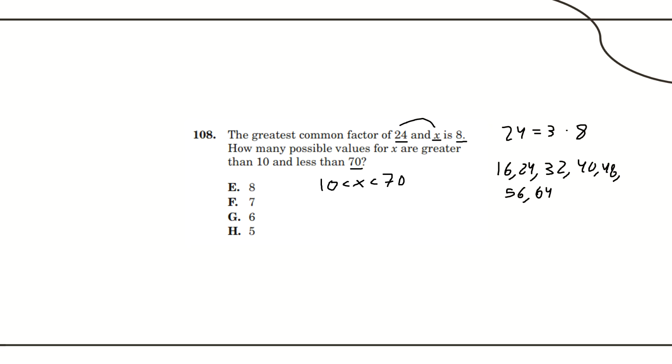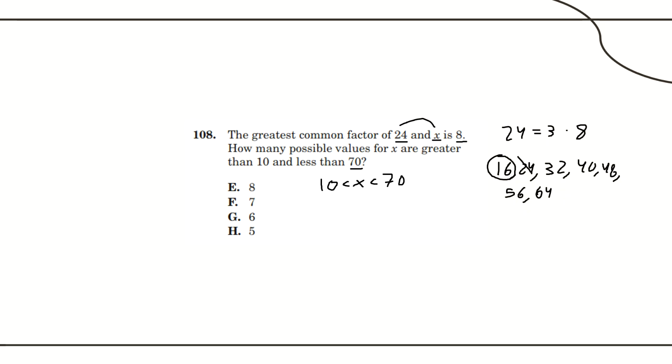Okay, so now we're going to go through each one and check if the greatest common factor is 8. Well, what's the greatest common factor of 24 and 16? That would be 8, so 16 works. But now, what's the greatest common factor of 24 and 24? Well, this is actually a property. The greatest common factor of two of the same number is just that number, because a number always has itself as a factor. So actually 24 doesn't satisfy this property.